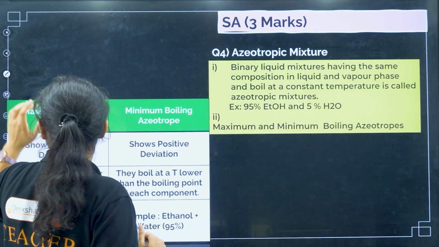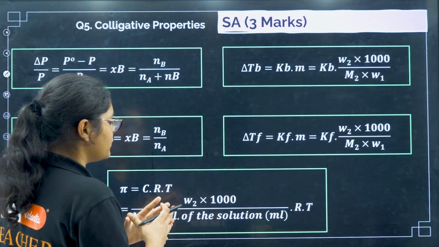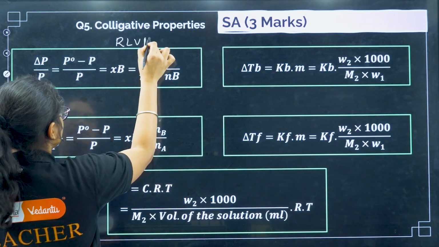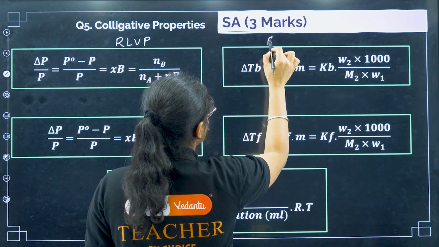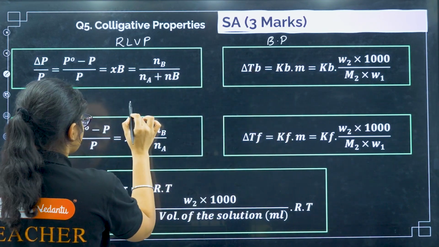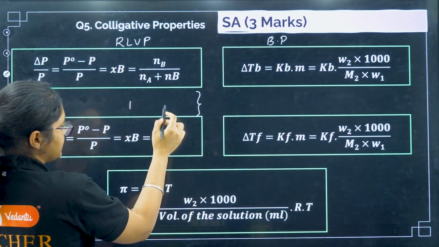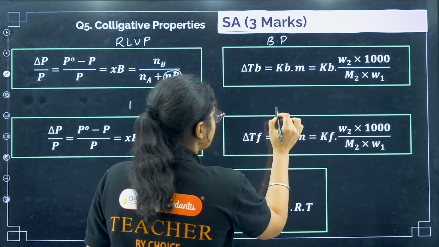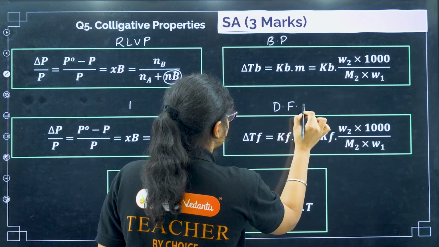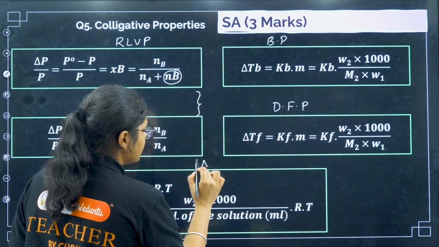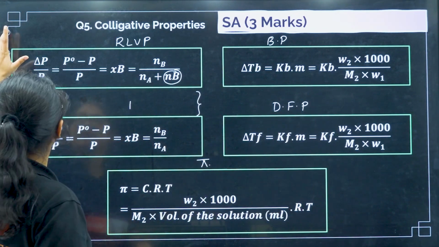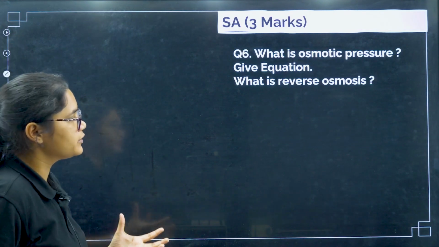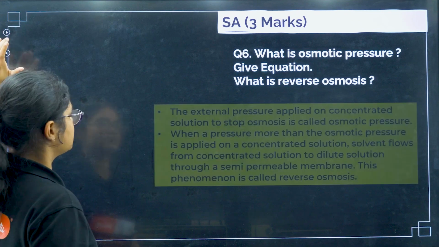Okay. Next we have here all the formulas of colligative properties. So relative lowering of vapor pressure, then you have elevation in boiling point, depression in freezing point. So this is the same thing. Okay, so when the solution is diluted, we do not consider the number of moles of solute. Then this is depression in freezing point, and this is your osmotic pressure. Next is what is osmotic pressure, give equation, and what is reverse osmosis.